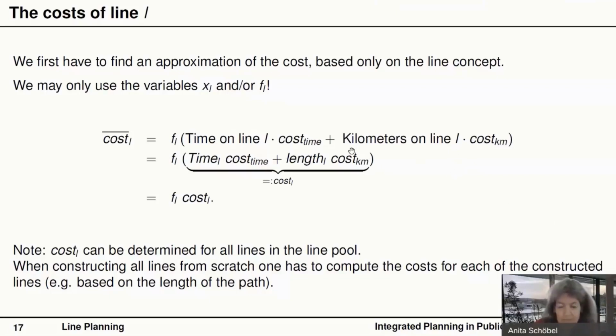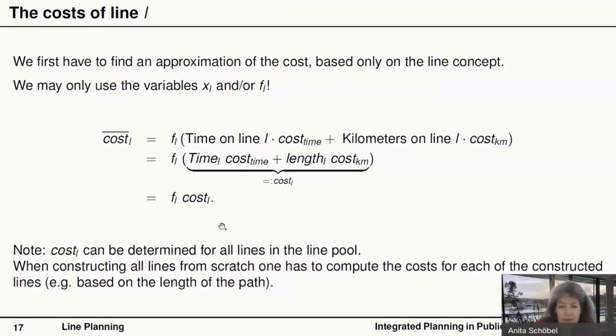And so what we can do is, for every line, determine how much time we need to drive this line and how long the line is, and multiply with the costs per time and the costs per kilometer. And we get a cost coefficient per line, so that is this cost L here. If you have a frequency of 1, then you only have this cost once, but if the frequency is high, you have to multiply with the frequency. The good thing is, if you start with a line pool, you can determine these cost coefficients beforehand.